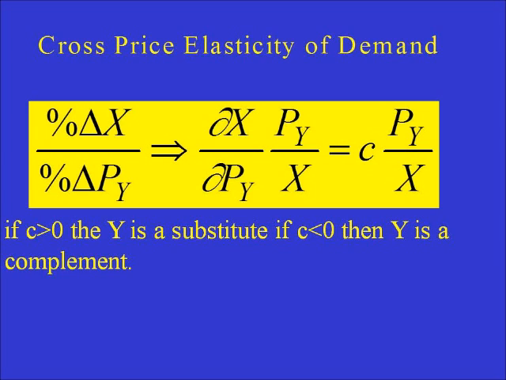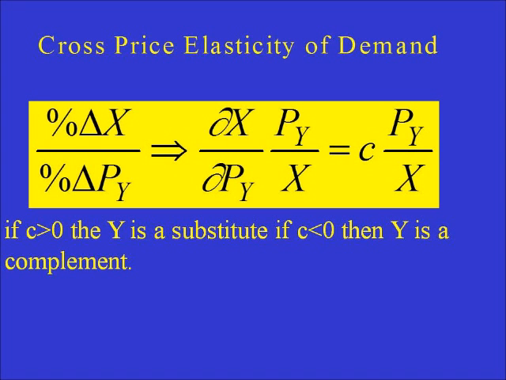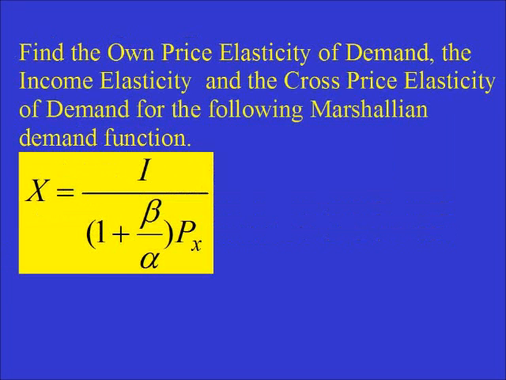Next we estimate cross price elasticity of demand. This is simply the partial of the quantity demanded with respect to the price of Y multiplied by the price of Y divided by X. Well, as we can see, the partial of X with respect to P of Y is simply C. I multiply that by P of Y over X and I get our cross price elasticity of demand. Now, if C is positive, Y is a substitute, and if C is negative, Y is a complement.